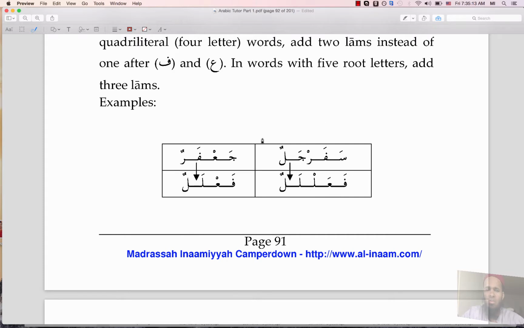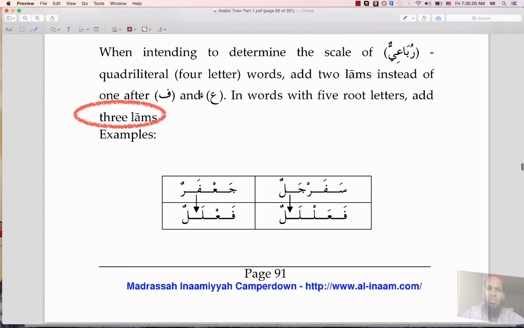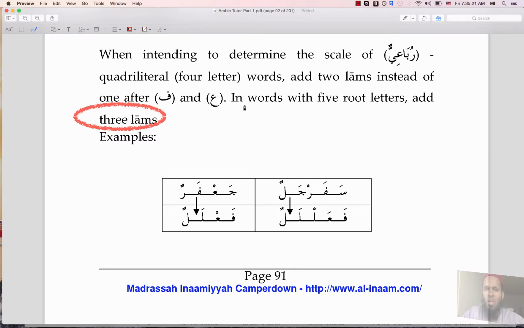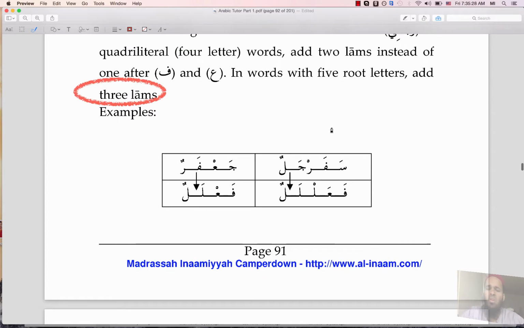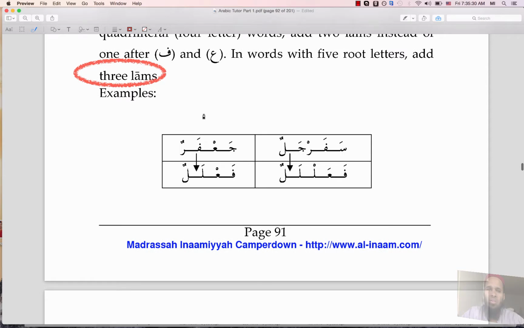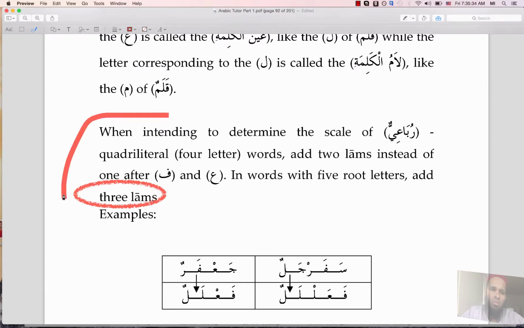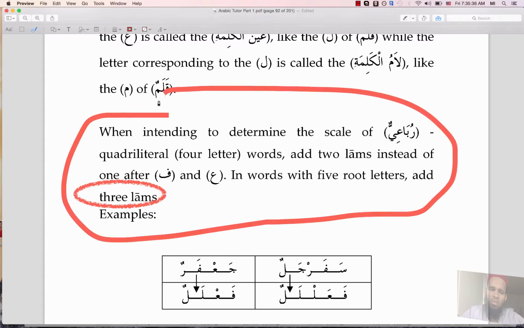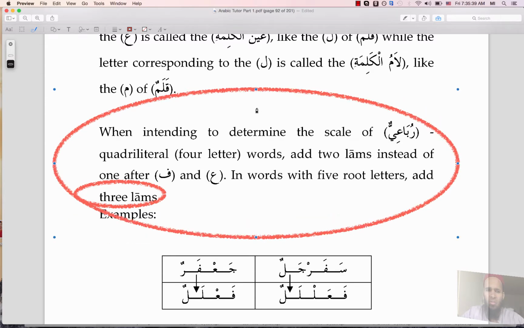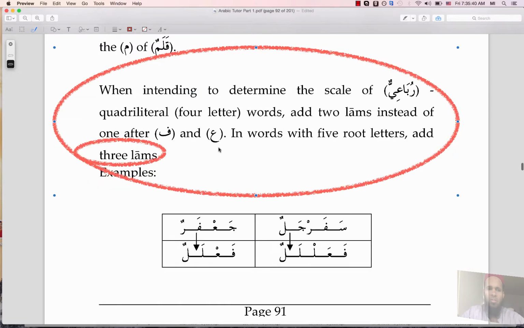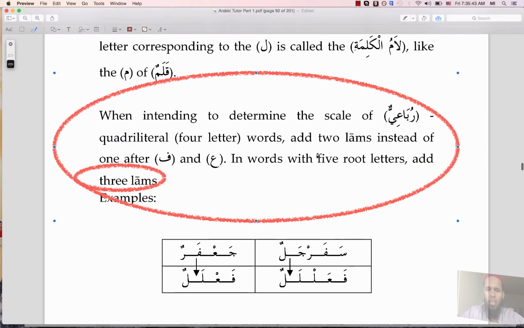So this is 3 of them. In the words with 5 letters, add 3 lams. Okay. So with rubai, add 2 lams instead of 1 after the fa and ayn kalma. In the words with 5 letters, add 3 lams. So safarjal will be fa'allala. So this is a very, very, very important rule. Very important rule. I was myself confused for a while on this. So make sure you understand this.